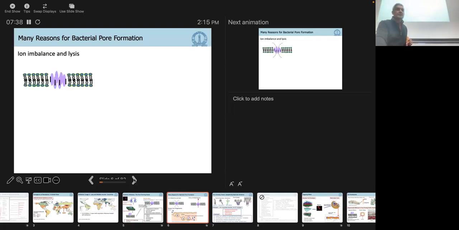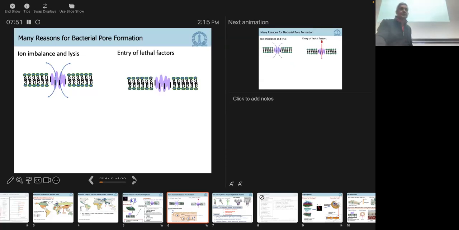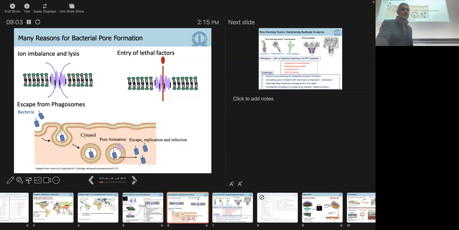There are many reasons for bacterial pore formation. One is basically ion imbalance and lysis. Unregulated pore formation ruptures the cell by leading to ion imbalance. You also have pores which are created to permit the entry of lethal factors. This is how anthrax works, and then it enters the cellular contents, the nuclear contents, and disrupts the cell.